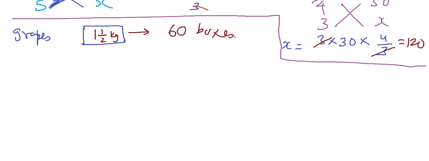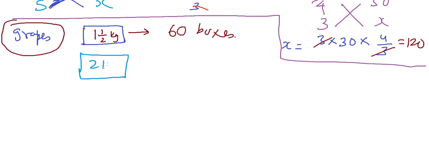Okay, so what we have understood is that the scenario has the same fixed quantity. Suppose he packs in each box 1.5 kg of grapes, and he is able to get 60 boxes. On the other hand, let's assume he packs in each box 2 kg of grapes. Then how many boxes of grapes will he get? So this is the question.